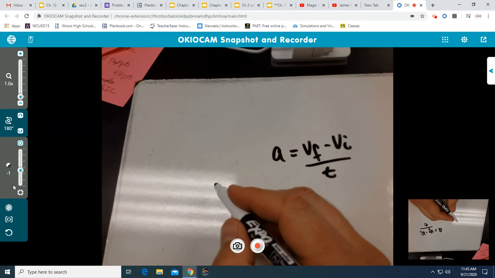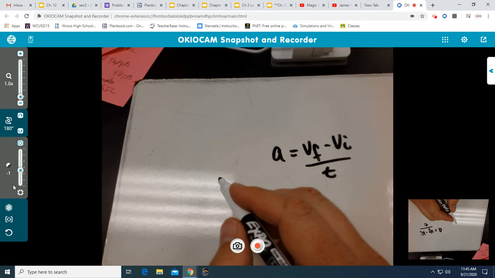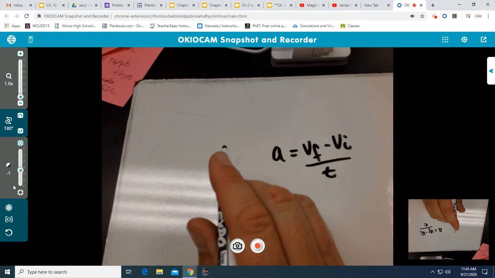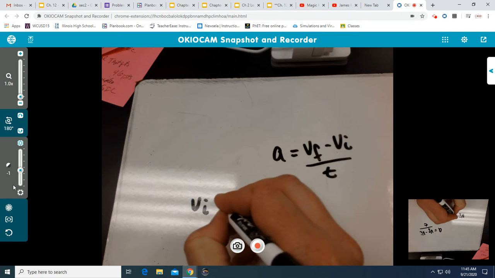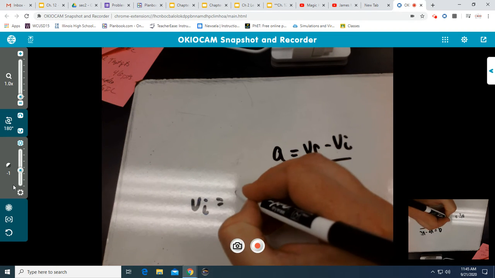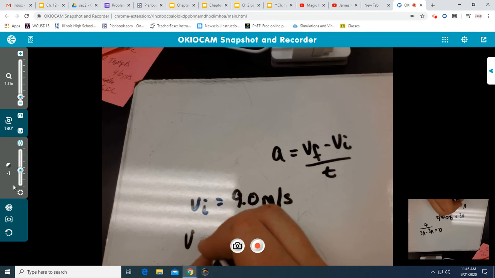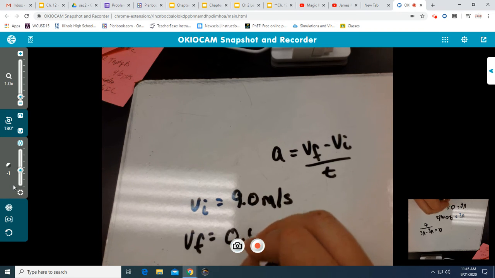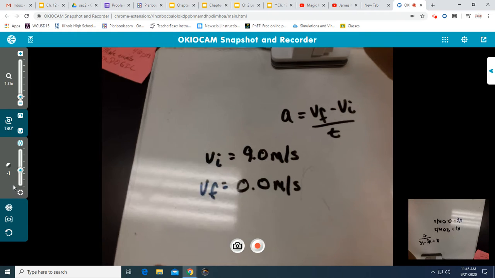So again, we have acceleration is equal to VF minus VI over t. Since we are dealing with formulas that are going to start having more and more variables throughout this chapter, I always like to make sure that I can keep track and organize my information. So what do we know? Well, we know that the bus initially had a velocity of 9.0 meters per second. We also know that in the scenario in question, the bus had a final velocity of 0.0 meters per second. And we get that information from the fact that it said it came to a complete stop.